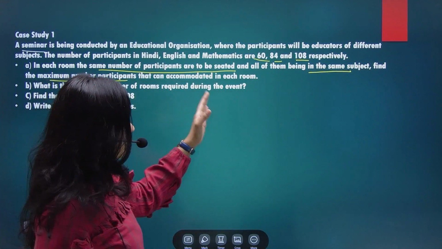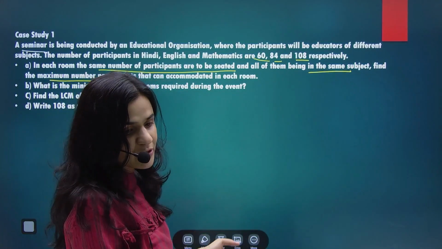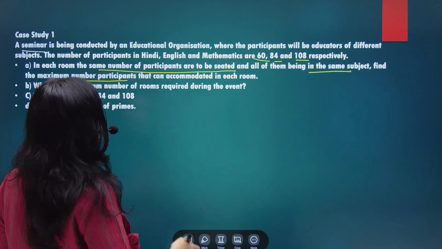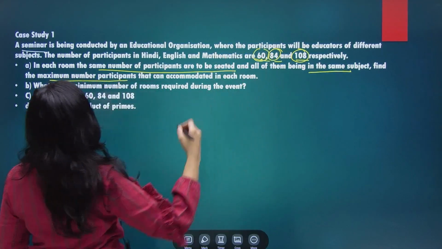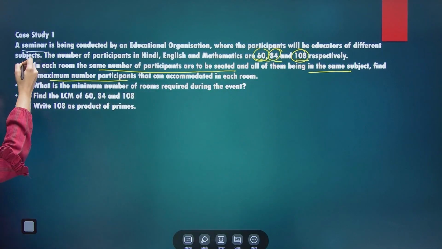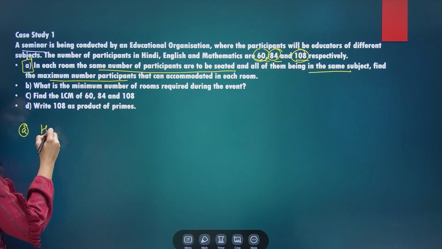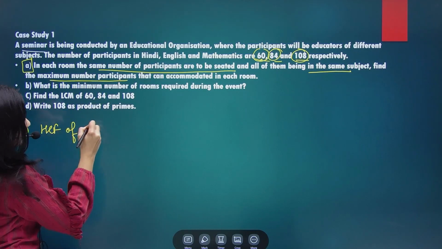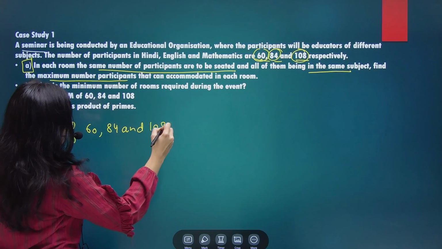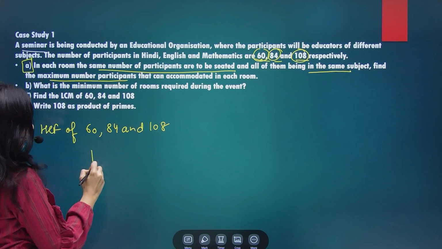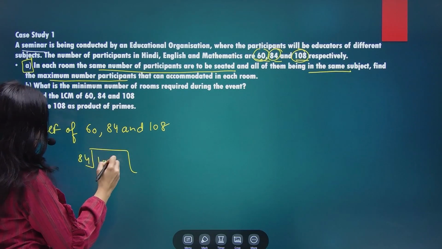So when we have to divide the number of participants into the rooms, and the same subject participants will be sitting in one room, so obviously we have to look for a factor which will divide them. So look for HCF here in this A part. So the answer for the A part is going to be HCF of 60, 84 and 108. तो आप इसका HCF लेंगे. If you want to do by prime factorization, you do that. I'm going to do it with the long division.